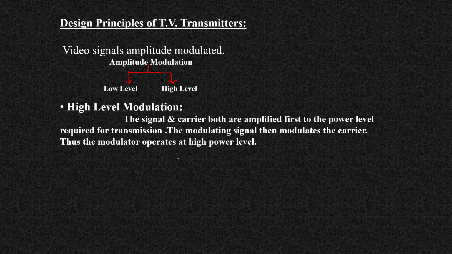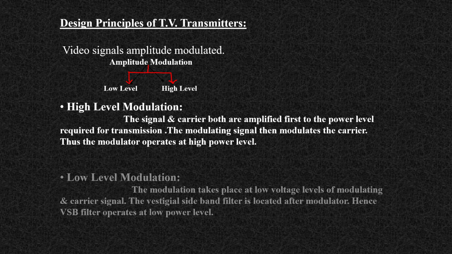High level modulation, in which the signal and carrier both are first amplified to the power level required for transmission, and this is done in the very initial stages, before modulation. The modulating signal then modulates the carrier, thus the modulator operates at a very high power level.